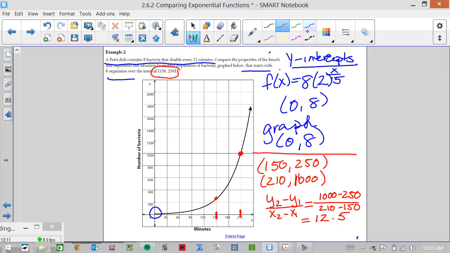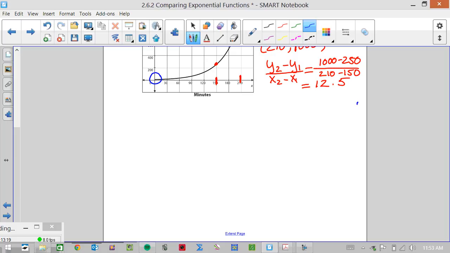Now I need to go back to my blue function, f of x, and determine, let me rewrite it down here so we can see it, f of x equals 8 times 2 raised to the x over 15. And I'm still looking at the interval from 150 to 210. So first I find f of 150.